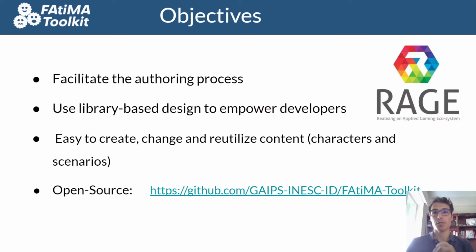FAtiMA was the first architecture. The original architecture was created in 2005, as you will see in the publications if you want. The main ideas behind FAtiMA-Toolkit, which is part of the RAGE project for Horizon 2020, is number one, to facilitate the authoring process, because in many ways creating intelligent virtual agents is not easy, particularly for people outside of the field. We facilitate this authoring process by, number one, creating these tools, and number two, making sure that the language is somewhat similar to what a programming language would be.